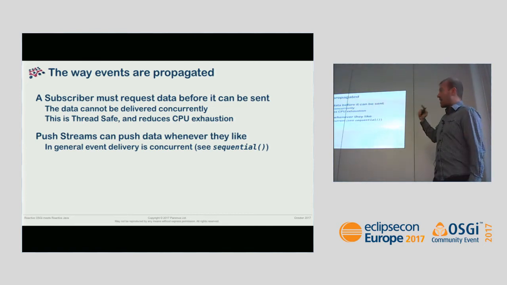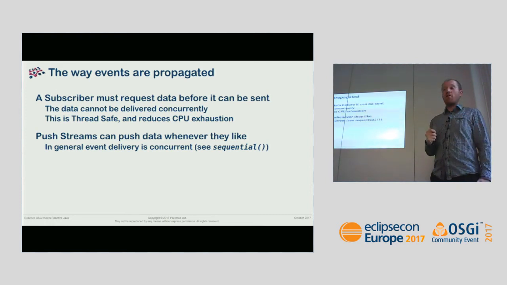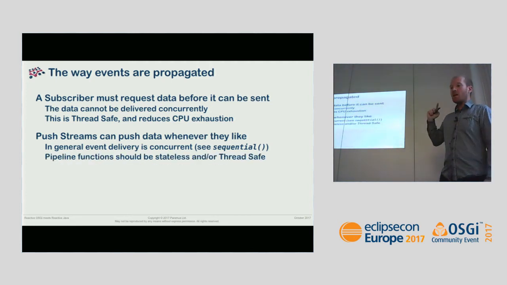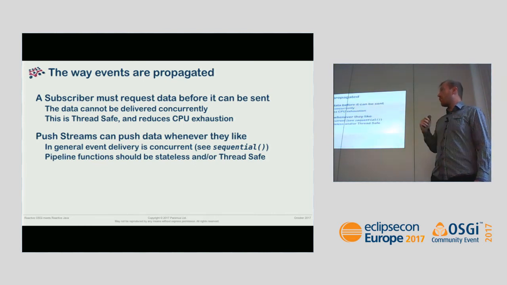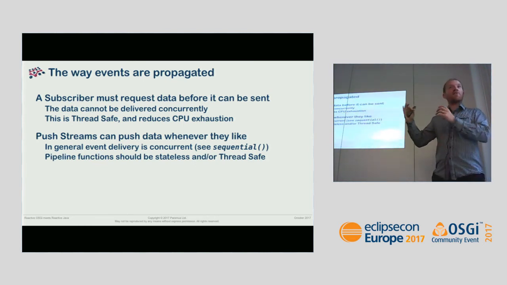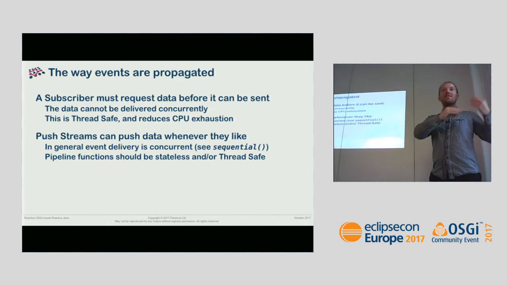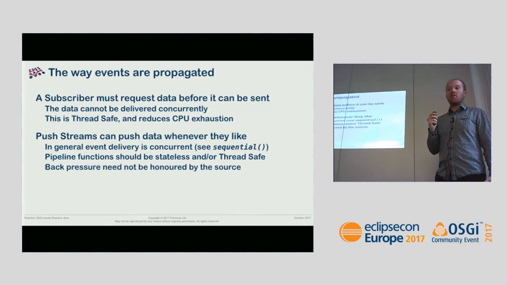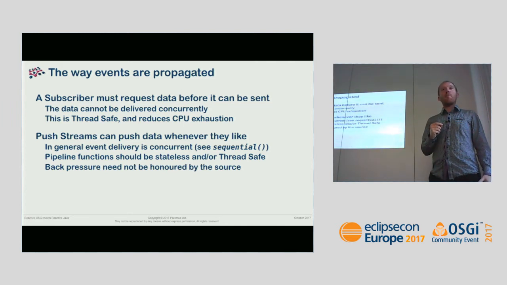So, in general, event delivery in a push stream is concurrent. You can use sequential to change that, but in general, if multiple threads are publishing in, you will get called on multiple threads. Your pipeline functions should therefore be stateless or thread safe in some way. So that is then your responsibility, which it isn't in reactive streams. Also, back pressure in push streams is best effort rather than strict. And this is the difference.